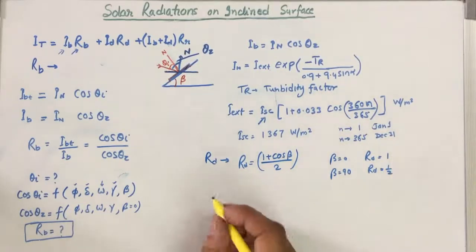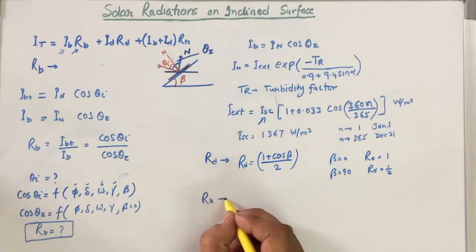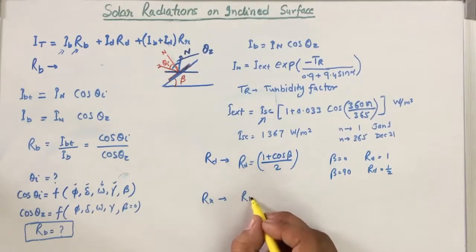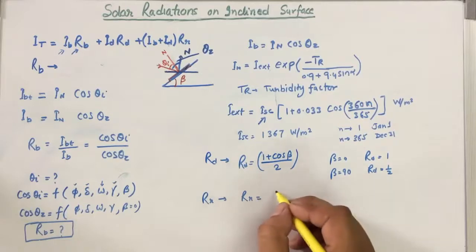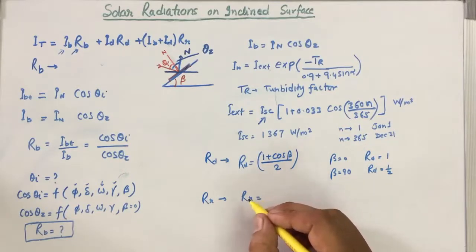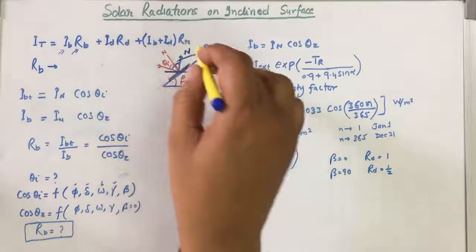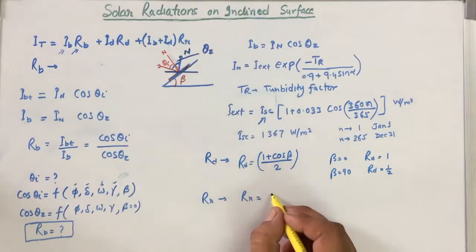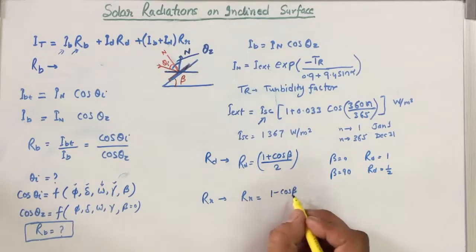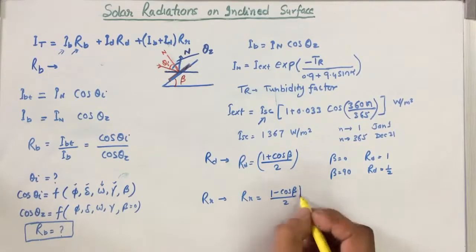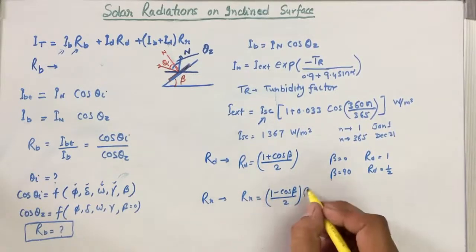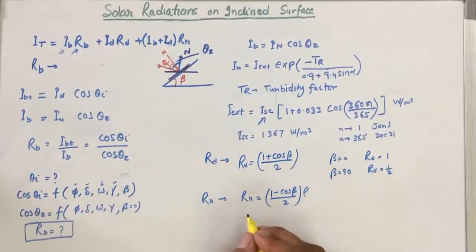Keep it in record. Now come to R, that is nothing but reflected radiations. The factor for reflected radiations can be written as, these all are conversion factors by the way. It can be written as 1 minus cos beta divided by 2 times the reflection coefficient. Rho is specified for different types of reflectors.